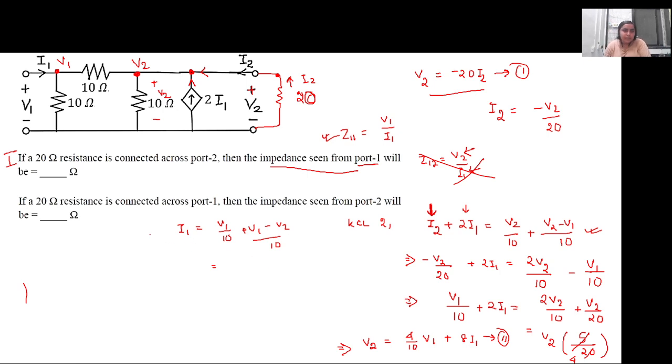Now in this particular equation, I'll plug in the value of V2 so that we get an expression in terms of V1 and I1. So here I1 will be equal to V1 by 10, another V1 by 10. So it is 2V1 by 10 minus V2 by 10, right? And V2 I will substitute from equation 2. So it is 2V1 by 10 minus 1 by 10 into (4 by 10 V1 plus 8 I1). This is from 2.